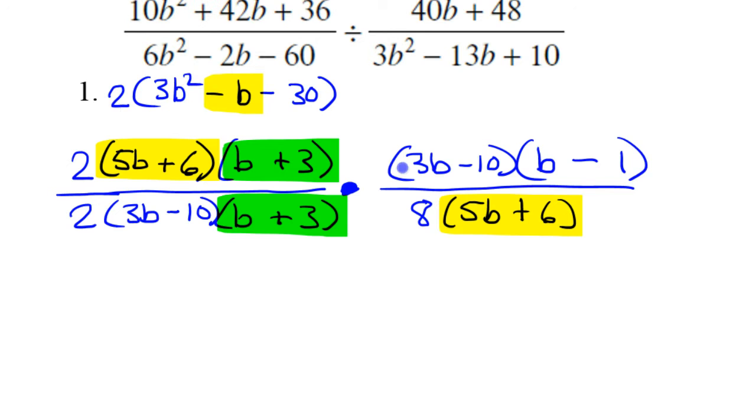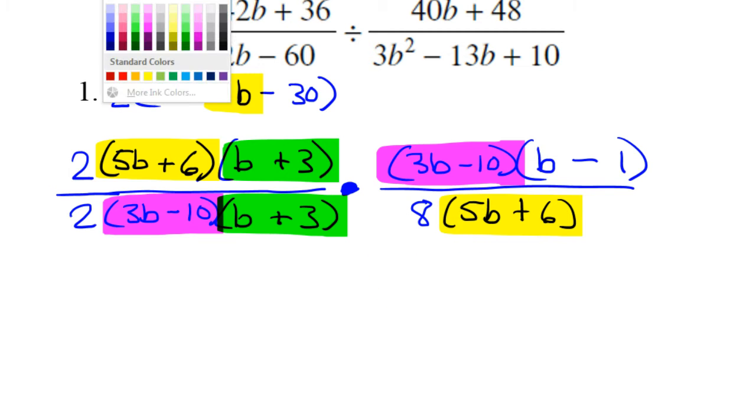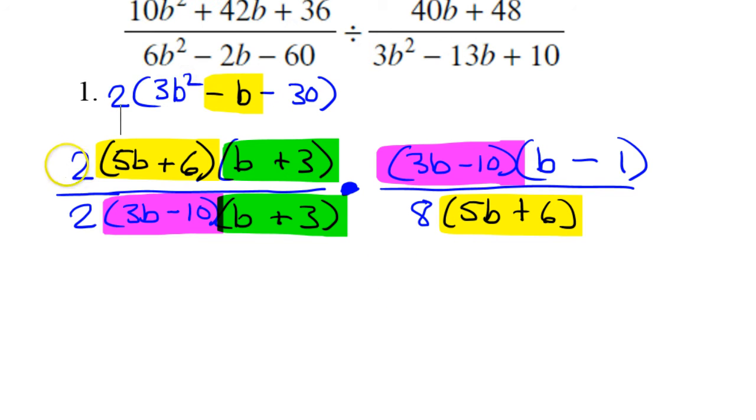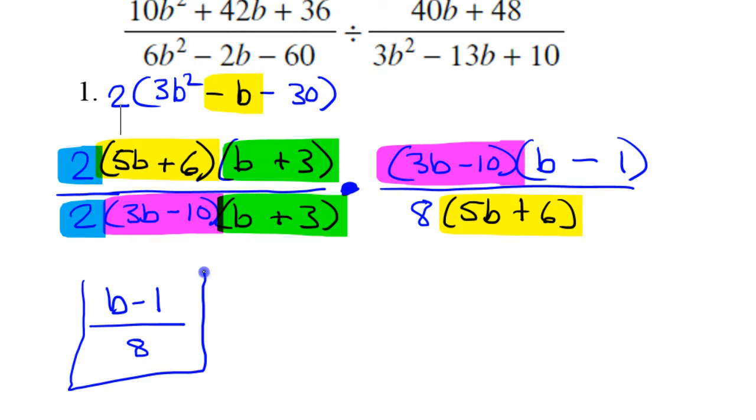Okay, what's next? I see 3b minus 10 in the numerator and 3b minus 10 in the denominator. So those cancel out. And I also see 2 in the numerator and the denominator, a factor of 2. So those will cancel out. So the only thing I actually have left is in the numerator I have b minus 1, and in the denominator I have 8. So that is the simplified version.